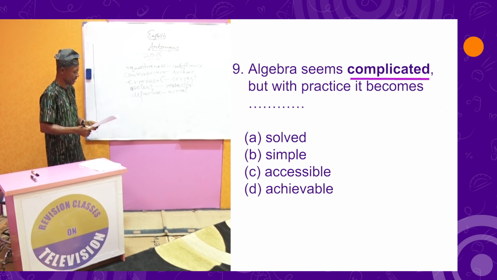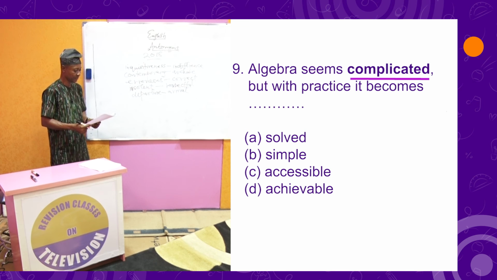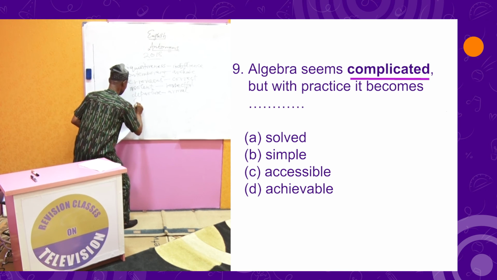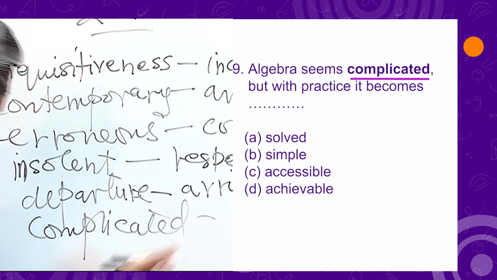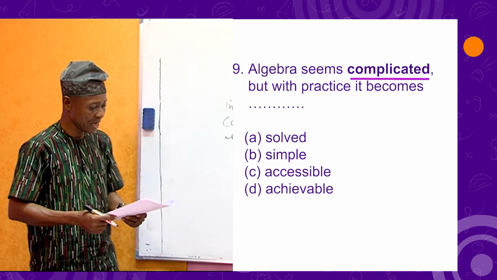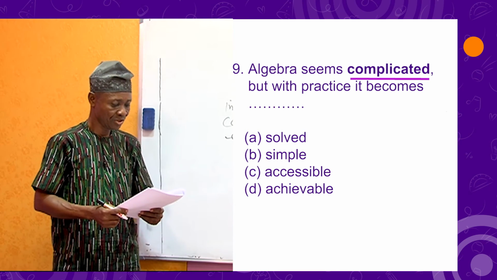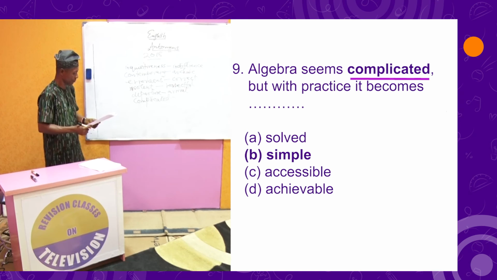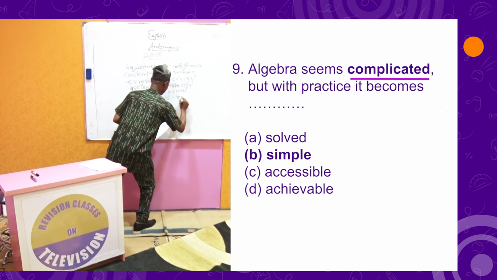Now we go to question number 9. Algebra seems complicated, but with practice it becomes dash. The underlined word is complicated in this sentence. And we have the following options. A, solved. B, simple. C, accessible. D, achievable. The correct answer is option B, which is simple.